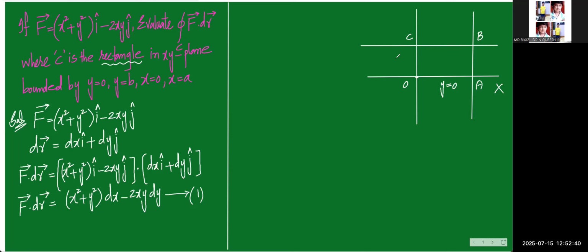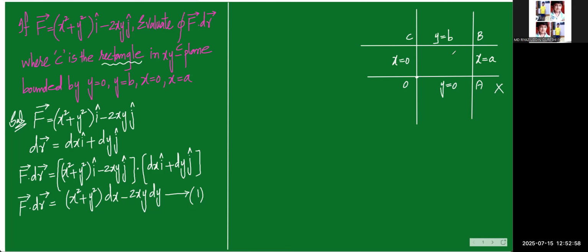Equation of y-axis is x is equal to 0. Any line parallel to y-axis is x is equal to a. It is y is equal to b.